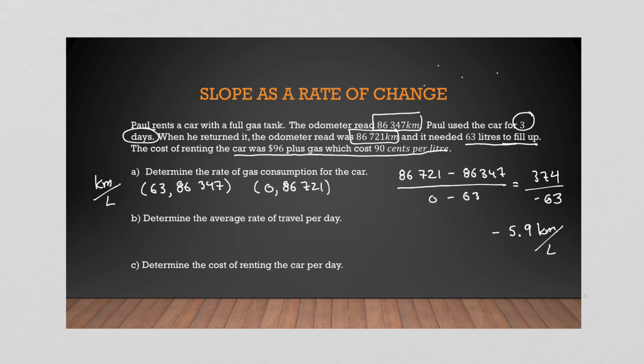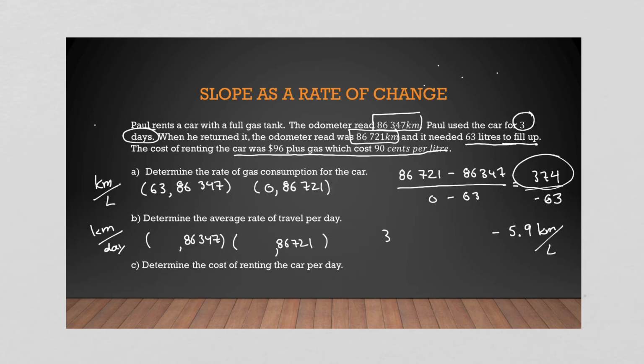So now the next one is determine the average rate of travel. So in this time, we want kilometers, but per time. And if we look at our time was in days. So here, our y values aren't going to change, right? Our kilometer value stays the same because we're still talking about the distance we went. So you can go all the way to the end of the question, and this doesn't change.